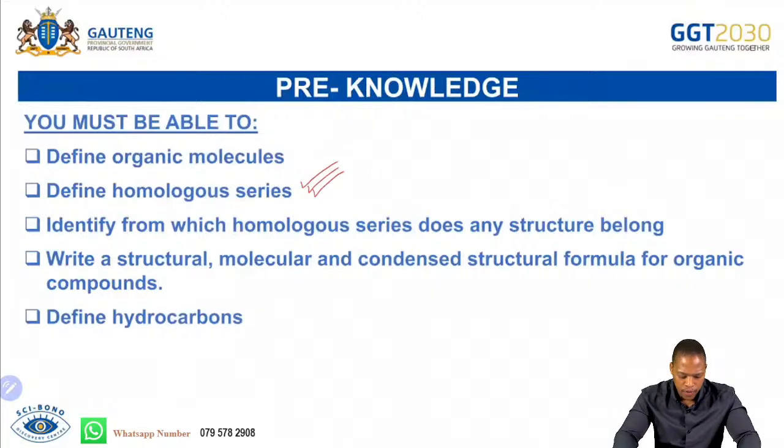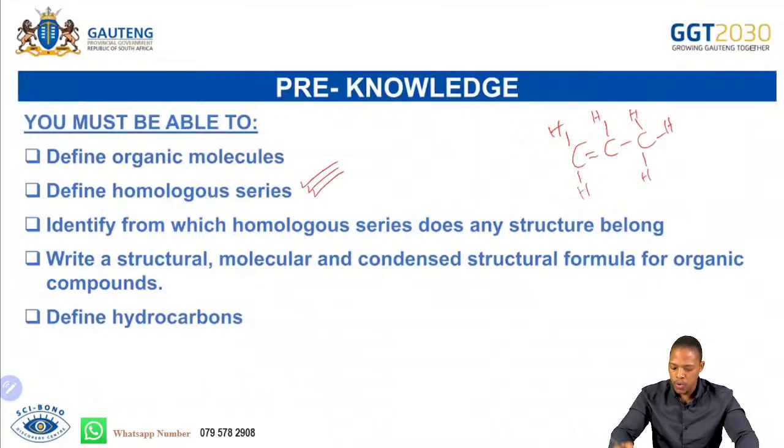You must be able to identify to which homologous series any structure belongs. So given a structure, for example, you are given a structure like this. Okay, and from this structure, you must be able to identify to which homologous series it belongs. And how do you do that? By checking its functional group, to say this structure has a double bond. And if you remember last week, we said that by seeing a double bond, I will say this structure belongs to the alkenes. So the homologous series of this structure will be what? An alkene. So you must be able to do that. This is again what we talked about last week.